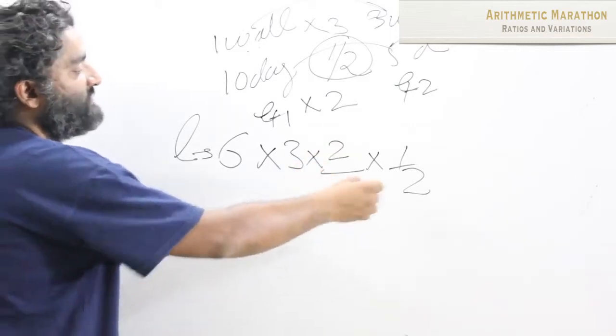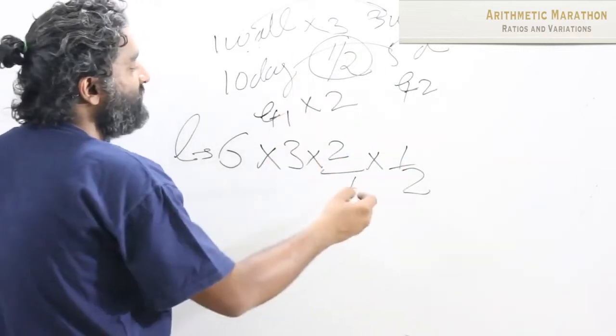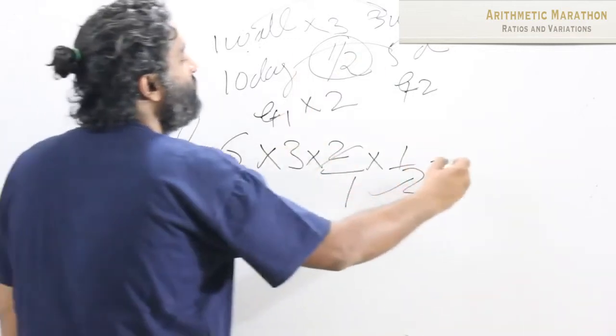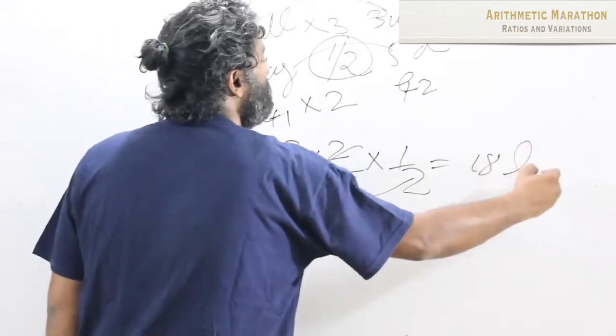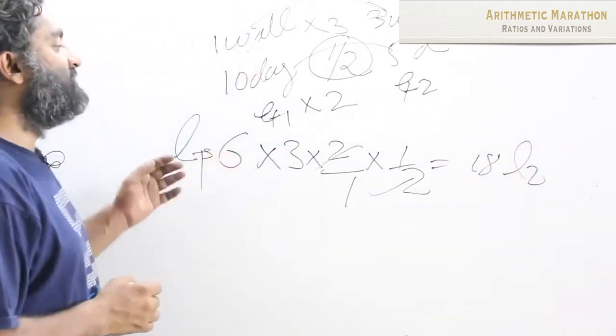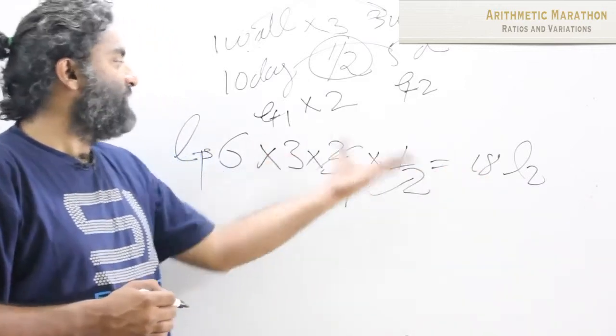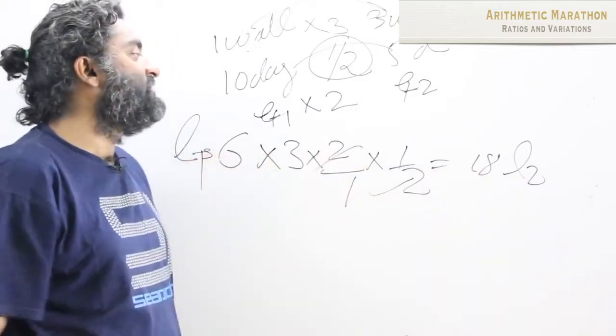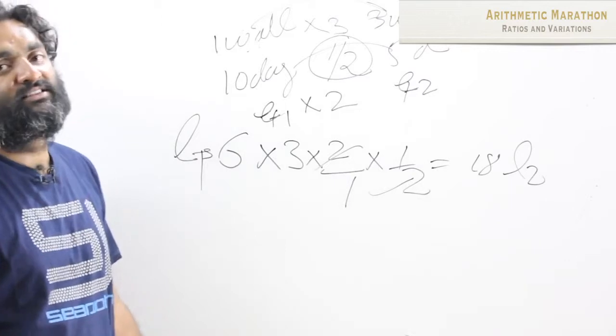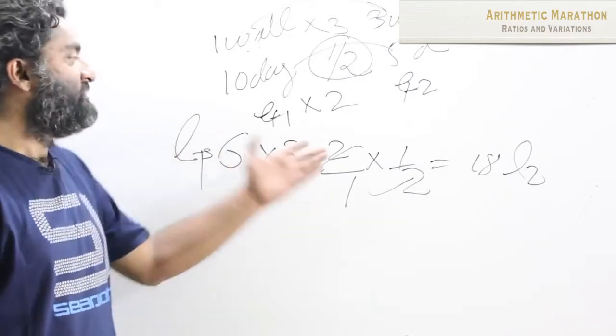So if I just work, and that's it, there is no other variable in the story. If I work this out, overall I'll get 18, which is laborer 2. So initially there were 6 laborers, now there are 18 laborers, 12 laborers are added. I can also figure out the ratio, which is 18 by 6, which is 3 by 1 or 1:3, right?